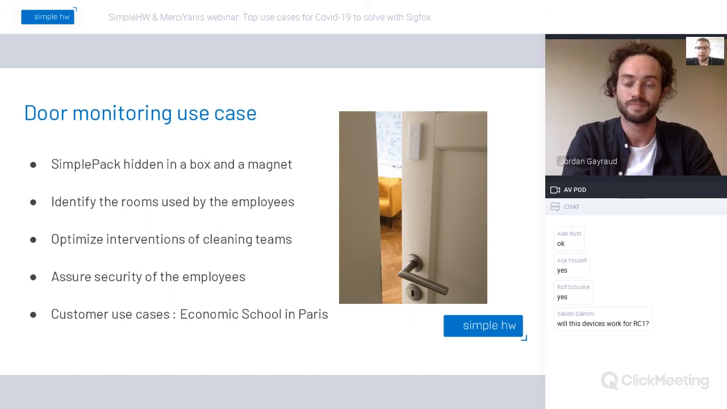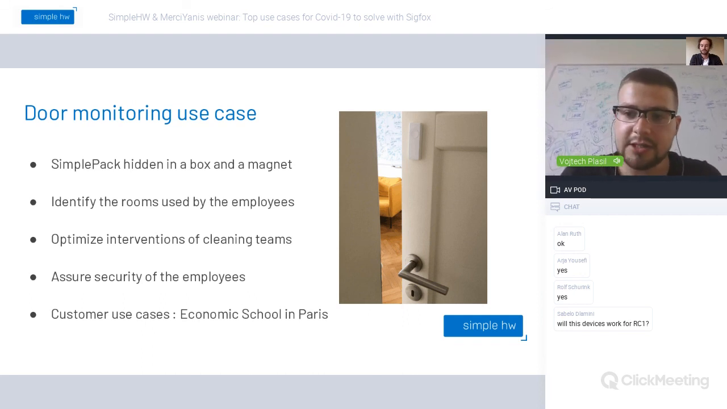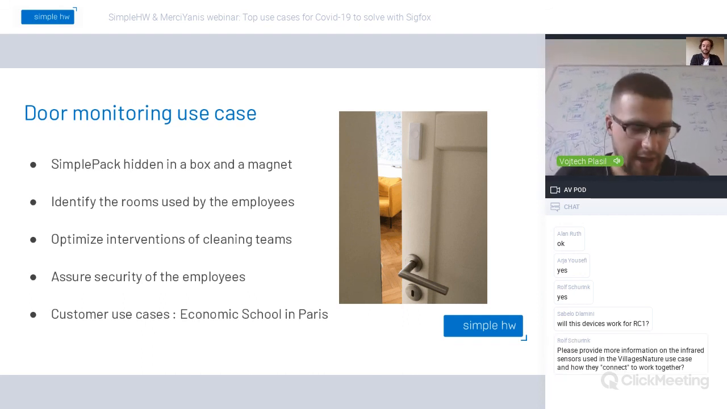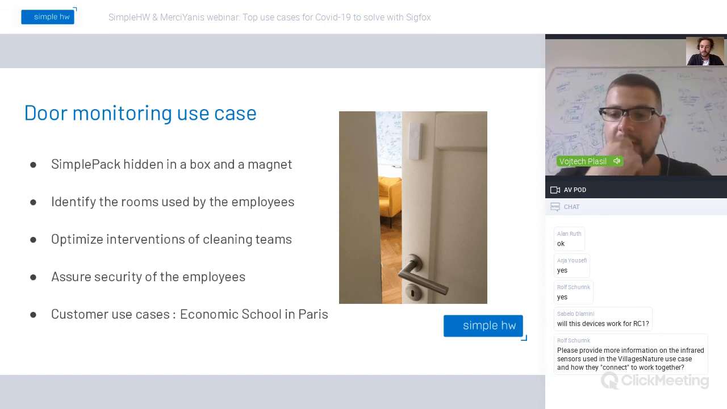Okay, thank you. To answer a question in the chat, because I've recently noticed that when somebody writes a question into the chat, it is not seen in the video afterwards. So Jordan, if you get a question, please just read it out loud. Sabilo asks if the devices work for RC1, and yes, they do. They do work in RC1.